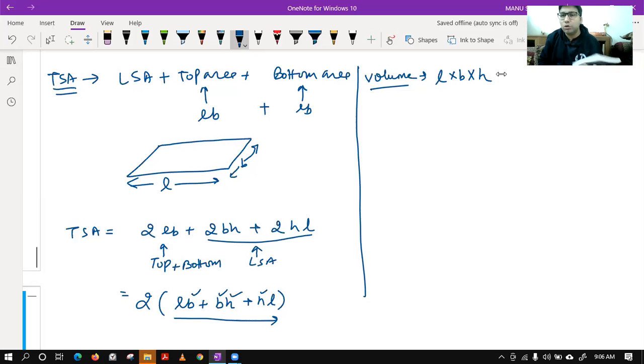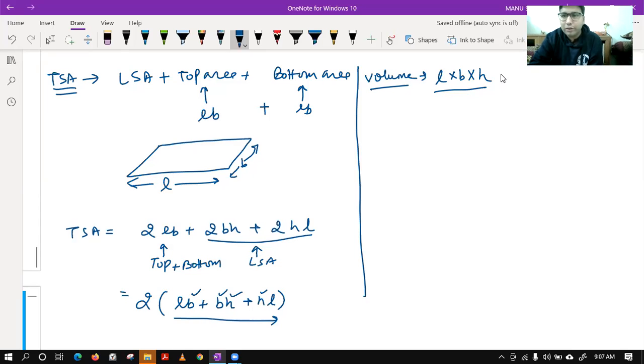Class, is it clear to you that the volume of this cuboid is L into B into H, and the unit becomes cubic units, because if you are multiplying centimeters 3 times, cm into cm into cm, it becomes centimeter cube. If you're multiplying meters 3 times, meter into meter into meter becomes meter cube. This we have already done in that chapter, exponents and powers.